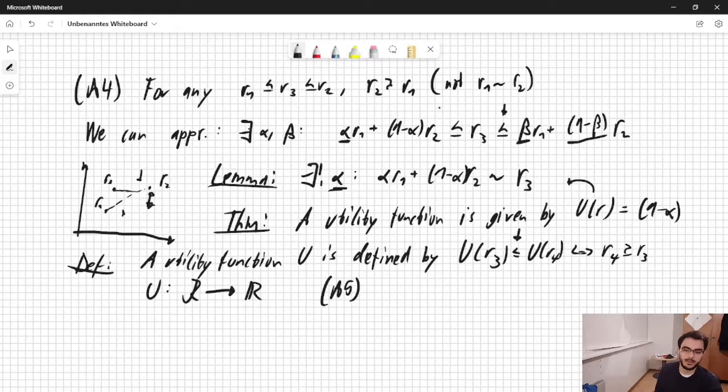And so our condition is going to be, if we have the situation above, and R3 is actually a random variable, we have that the expectation of the utility of R3 is equal to the expectation of this equivalent value on this line. So for this particular alpha from this lemma, we have the same expectation. So we have that the utility is stable under expectation.